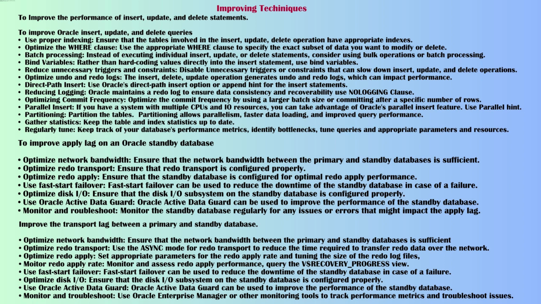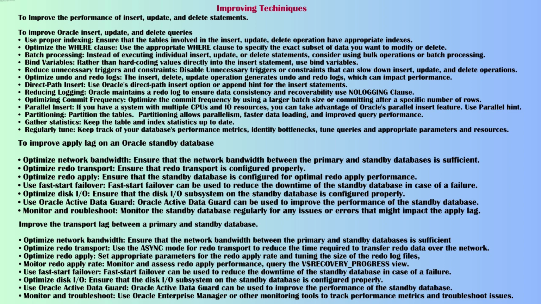Optimize the network configuration. Tune the network settings such as TCP window size, packet size, and socket buffer size to optimize the network performance. This can help to reduce the time required to transfer data between the primary and standby databases. Optimize the redo transport configuration. Tune the redo transport configuration parameters such as the maximum transmission unit, MTU size, network timeout, and acknowledgement frequency to optimize the redo transport performance.